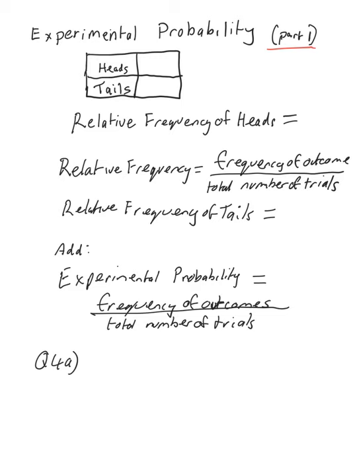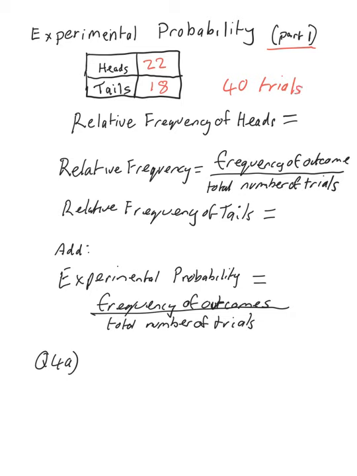Let's say we tossed a normal coin 40 times, and we got 22 times it came up as heads and 18 times it came up as tails. Okay, now that would be called running an experiment. And the heads is an outcome and the tails is an outcome. And there were 40 trials, okay, 22 plus 18.